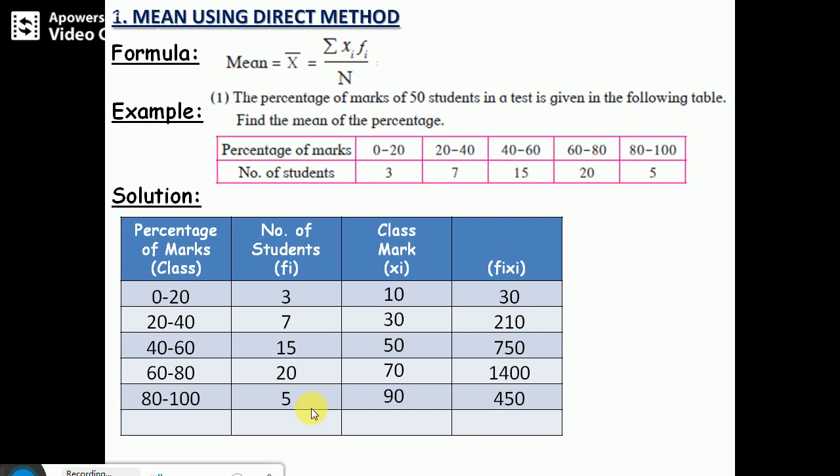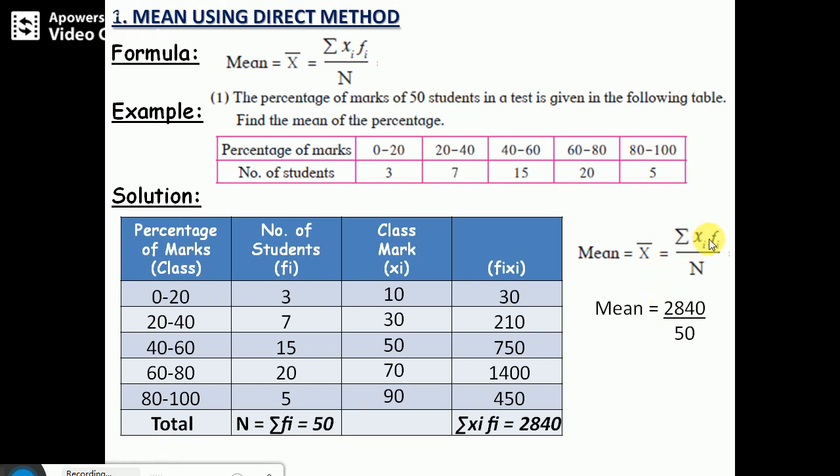So now let us calculate this. Total of this column comes to 50. That is summation of fi. And total of this column, summation of xi fi, is 2840. Now we have to apply the formula. So by applying this formula of mean, we have to substitute the values. In place of summation of fi xi, we can substitute 2840 from here and 50 from here. By solving this, you will get the answer as 56.8, and yes, this is your final answer.